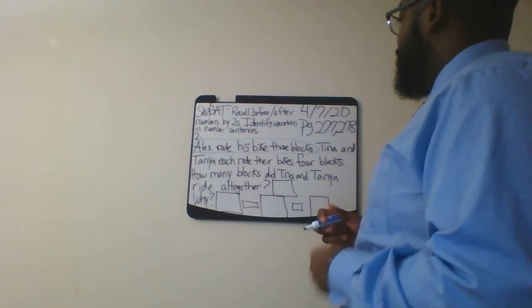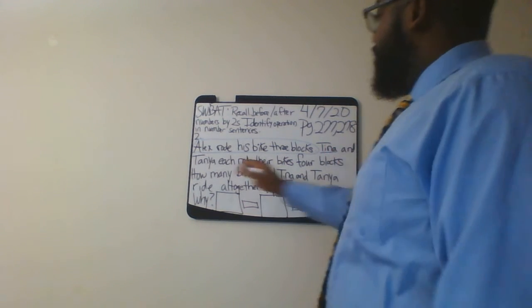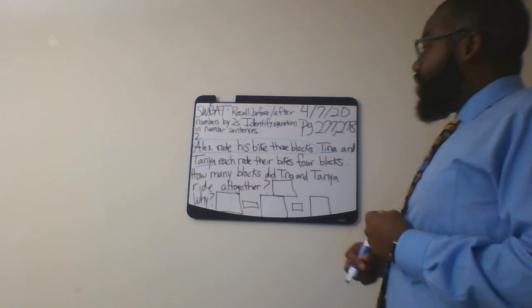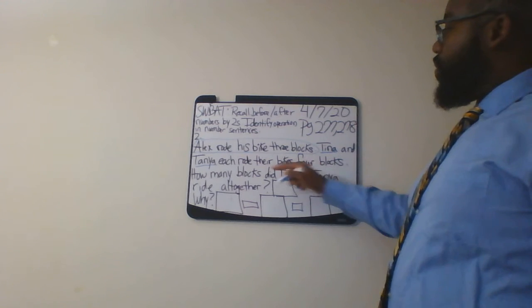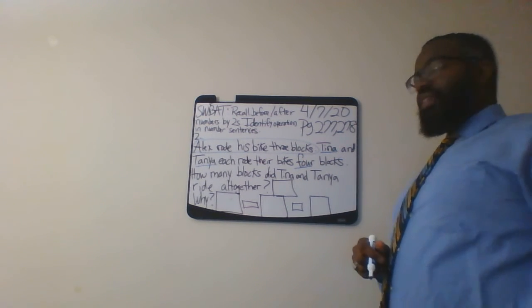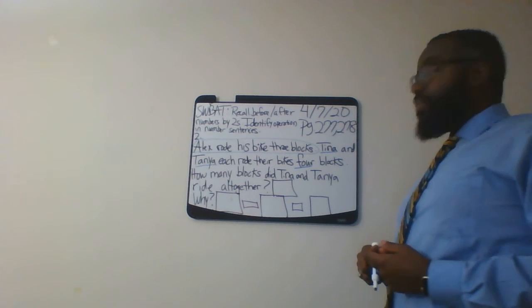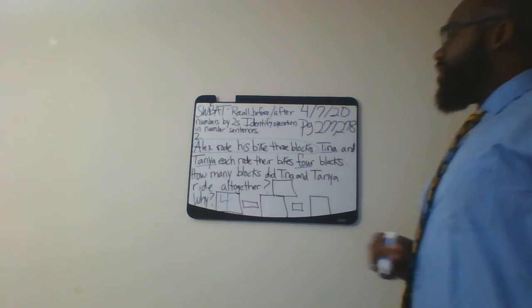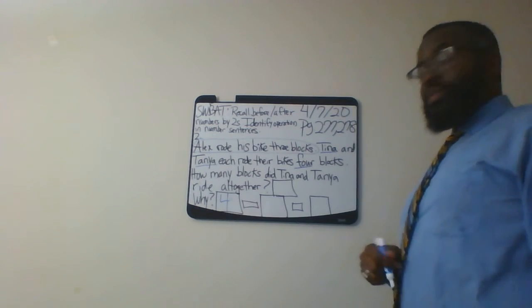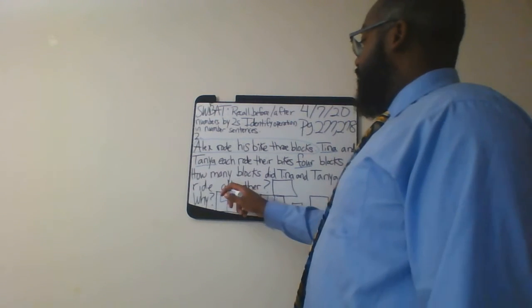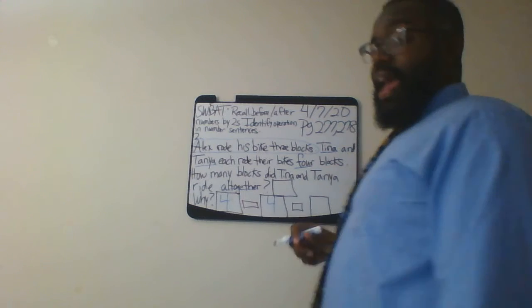Notice Tina and Tanya. That's going to be our factors that we have here to help us solve this problem. And they rode their bikes 4 blocks. Notice, Tina is one person and she rode her bike how many blocks? 4. And let's go Tanya. How many blocks did she ride her bike? 4. Now when it asks us all together, that means we are adding.